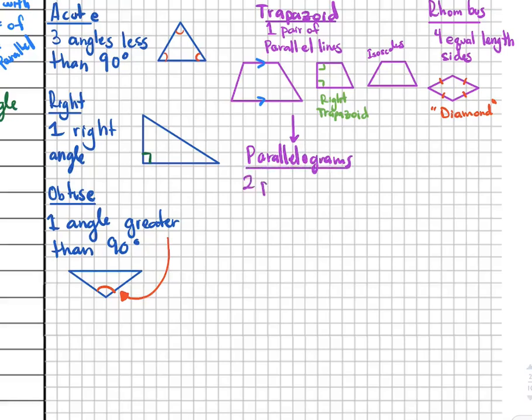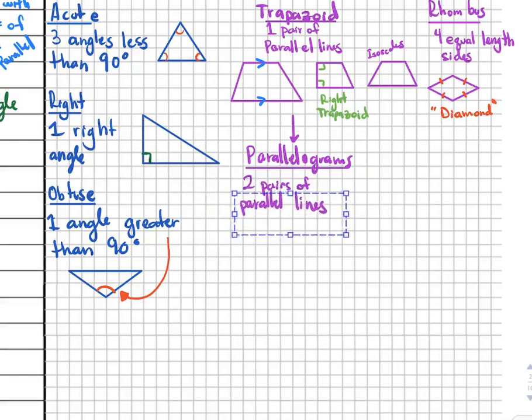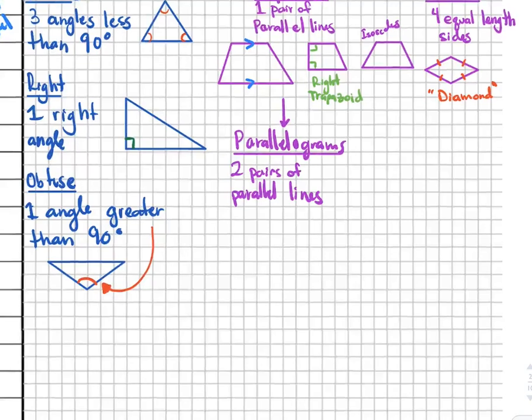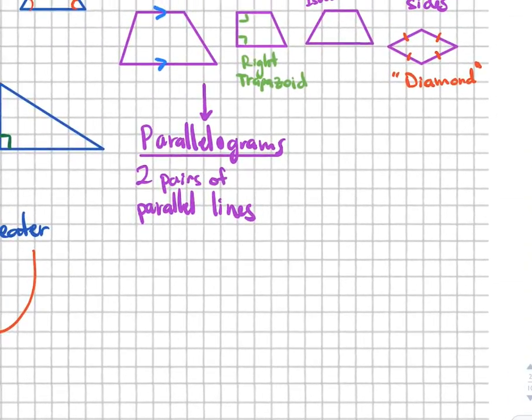So, 2 pairs of parallel lines. Okay, let's put this over a little bit. If you write yours incorrectly, just highlight them and drag them and move them around. It's really easy. Okay, parallelograms: 2 pairs of parallel lines, and an example would look something like this.